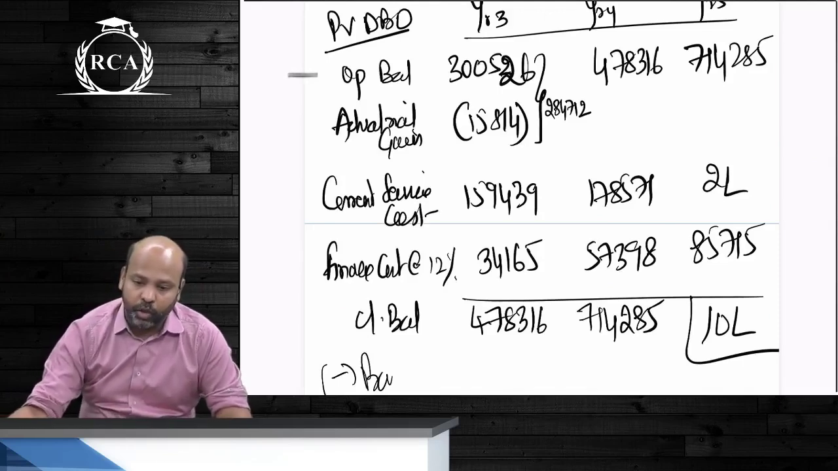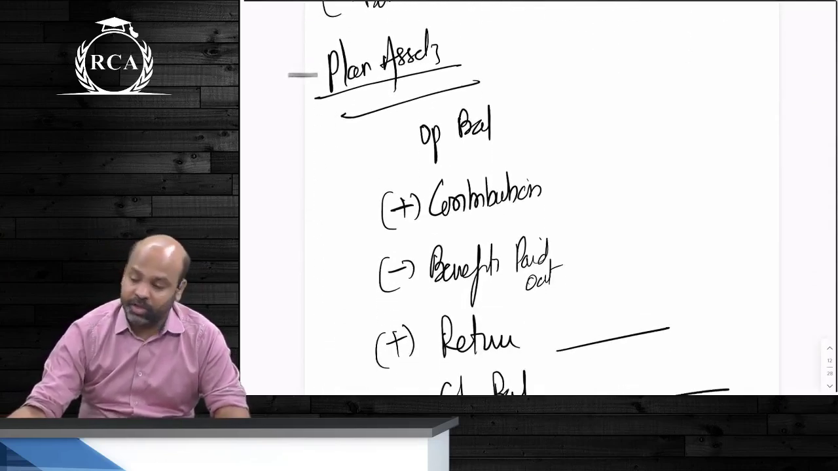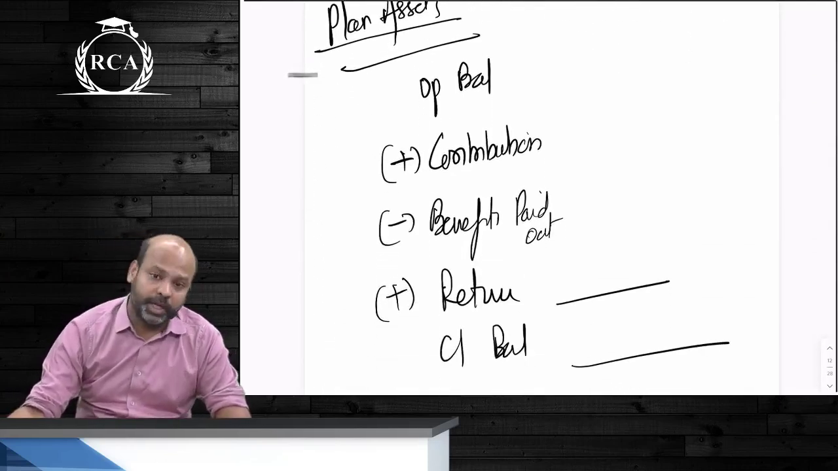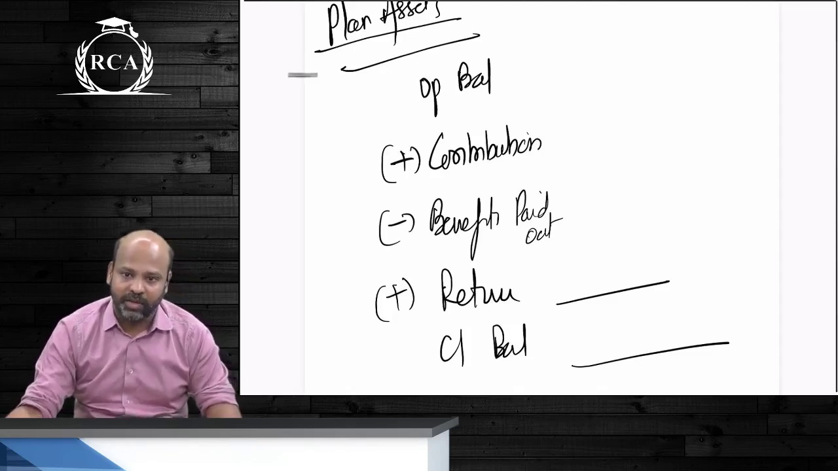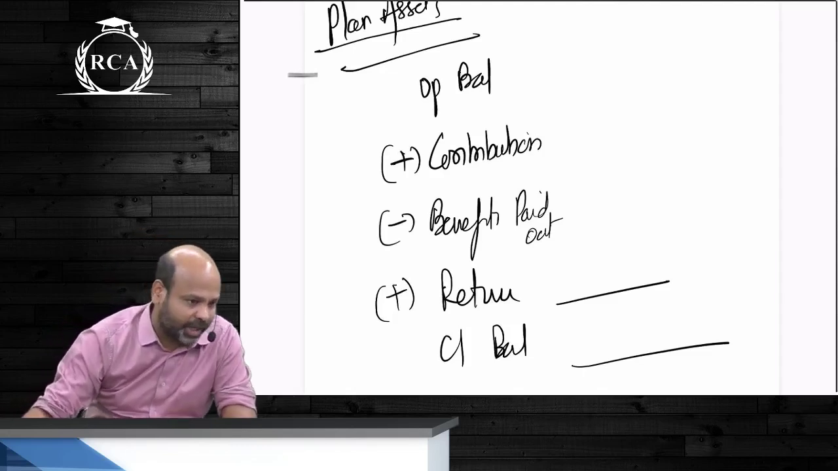Then, beta, we moved on to plan assets. I said organizations will also want to, beta, fund their obligations by setting aside money every year. These investments that you are making as such, guys, by setting aside money are called plan assets.